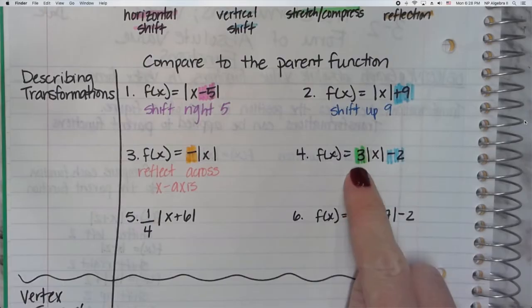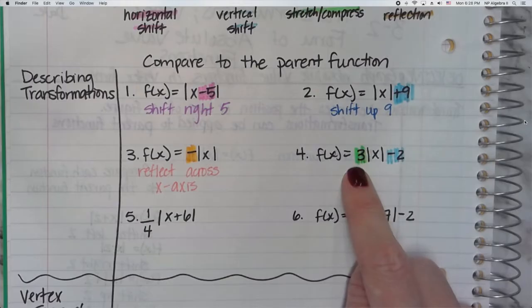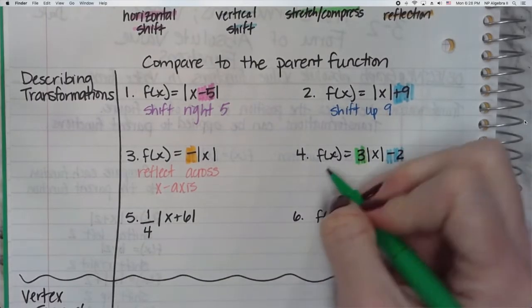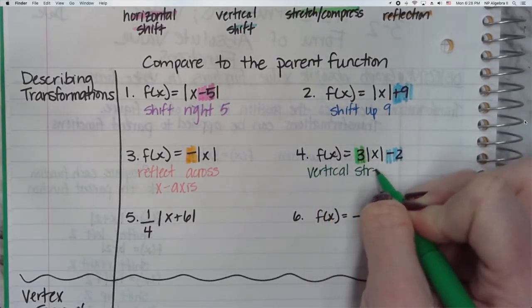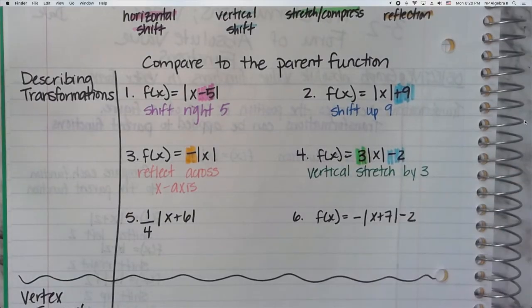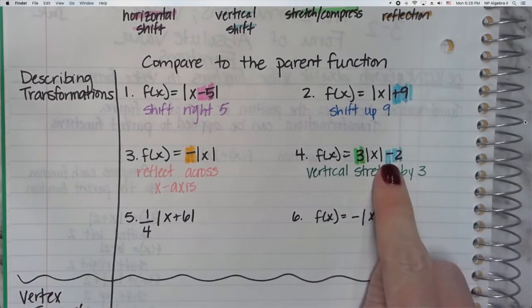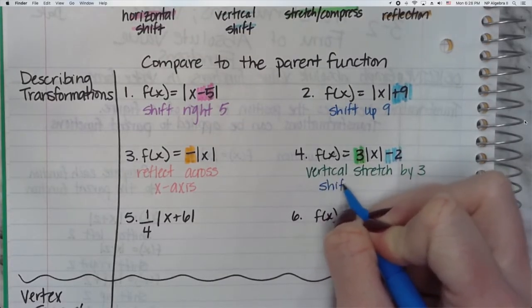And so we've got a positive 3. If the absolute value of this a term here is greater than 1, it's going to be a stretch. So vertical stretch, and then we want to say by 3, by a factor of 3. And then here, minus 2, what does this mean? Will that be shift down 2?